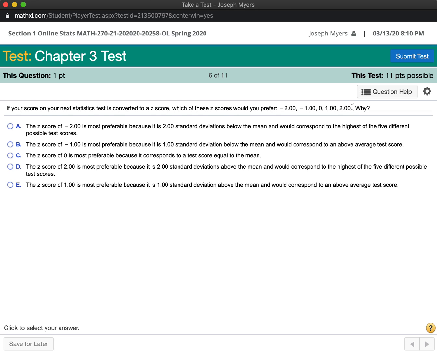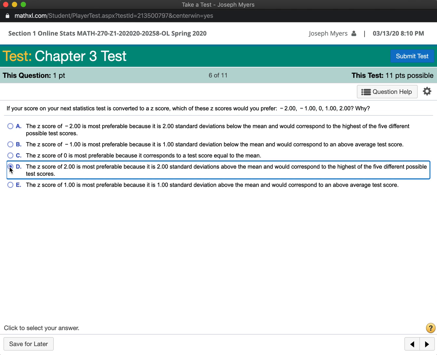But a z-score of 2 means you scored the highest above the mean out of those 5 options. So the z-score of positive 2.0 is the most preferable because it's 2 standard deviations above the mean, and it's the highest of the 5 possible test scores.